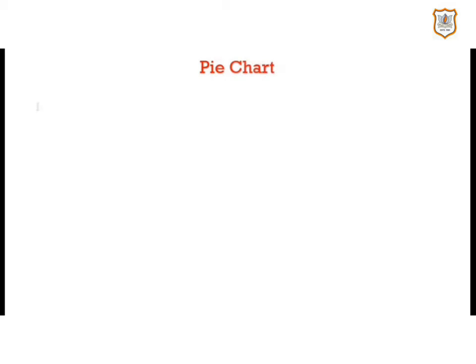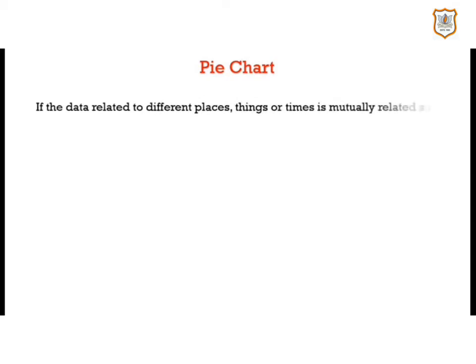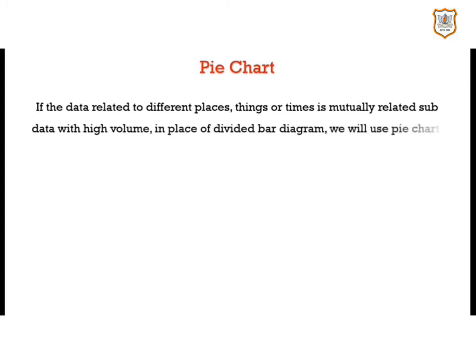And now let's understand the pie chart. If the data related to different places, things or times is mutually related subdata with high volume, then in place of a divided bar diagram, we will use a pie chart. That means if the data is numerically large, we will use a pie chart.